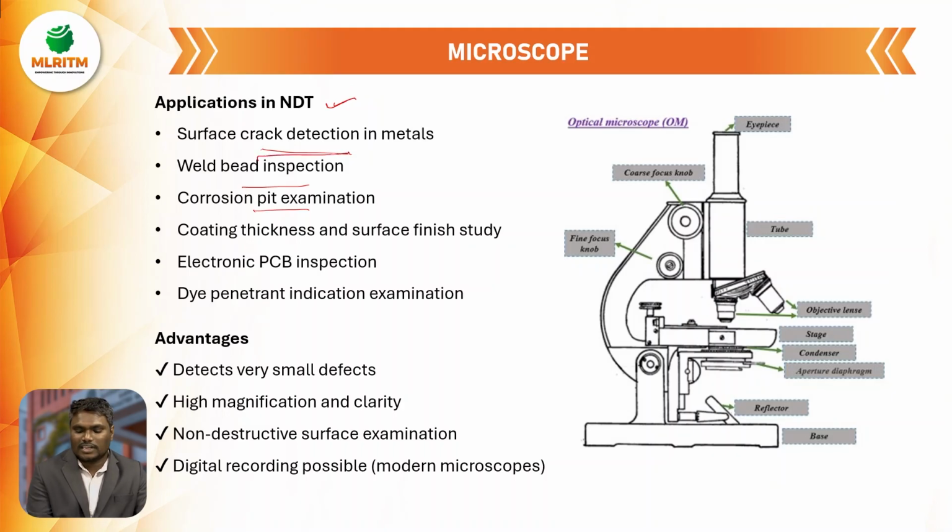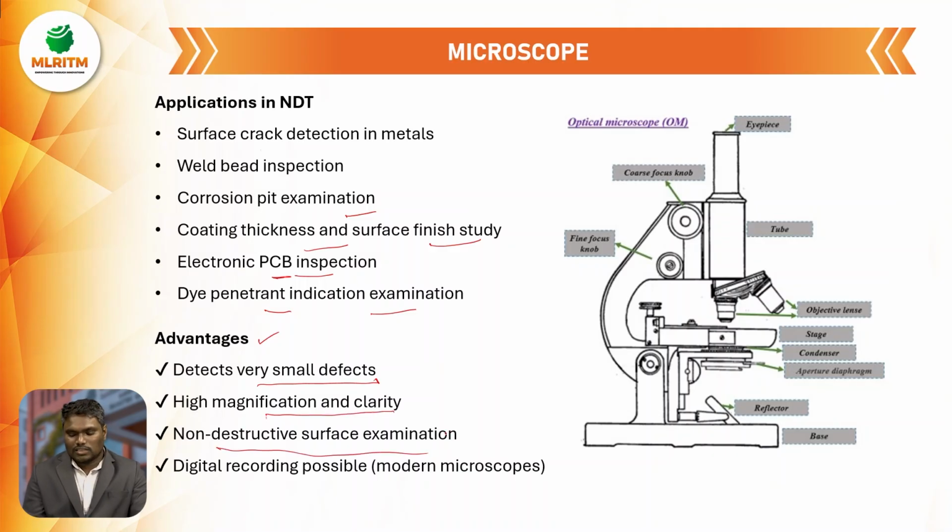Applications include surface crack detection in metals, weld bead inspection, and corrosion pit examination. Coating thickness, surface finish study, and electronic PCB inspection, meaning printed circuit boards, can also be done using a microscope. Dye penetrant indication examination can also be done. It has some advantages: it can detect very small defects, offers high magnification and clarity, is non-destructive, and allows digital recording, as modern microscopes are now utilized.